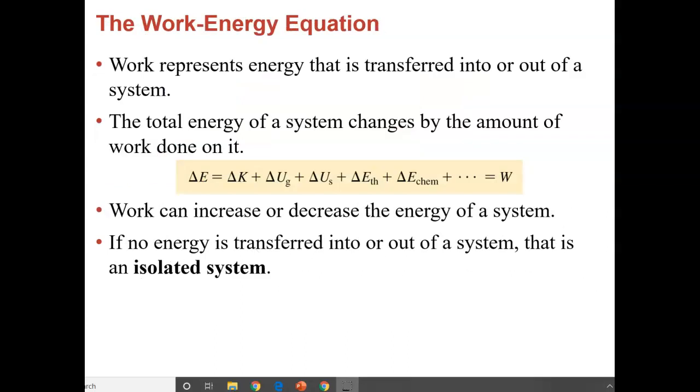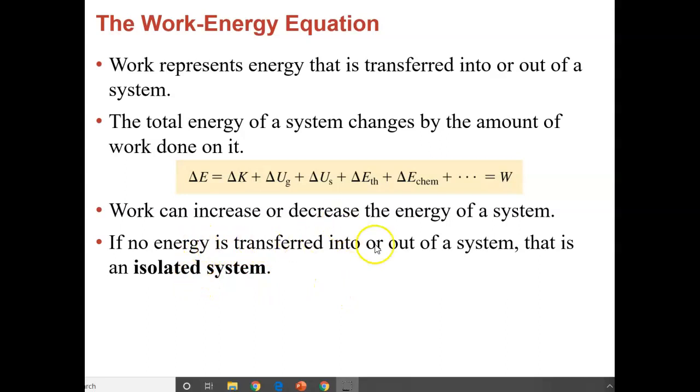Okay, so work, there's something called the work energy equation or the work energy theorem. That the change in energy, which is change in all the different types of energy, is equal to the work done. And if you put energy into the system, you say that the work is done to the system. If energy is released, its work is done by the system onto the environment.